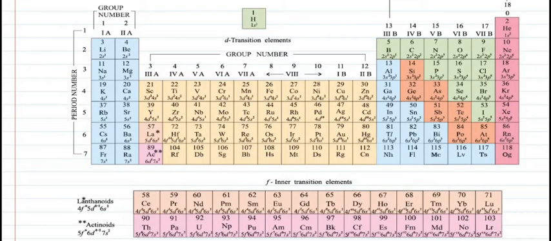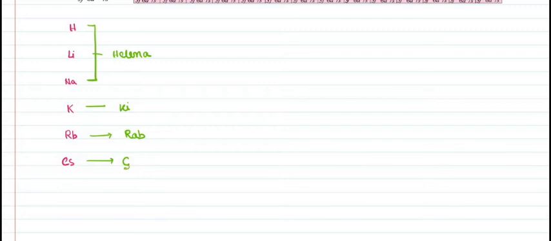The first group we will memorize: hydrogen, lithium, sodium, potassium, rubidium, cesium and francium. So what is the mnemonic we can use? H, Li, Na, make it Helena. K is key, Rb is rub, Cs is say, Fr is Faryad. So Helena ki rab se Faryad. Now we can memorize the first group like this.